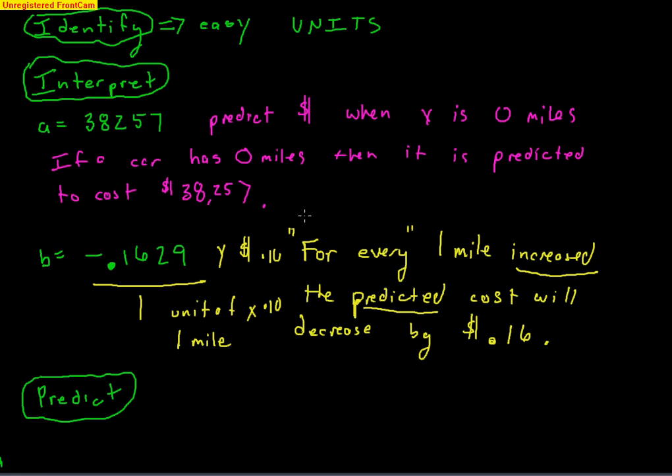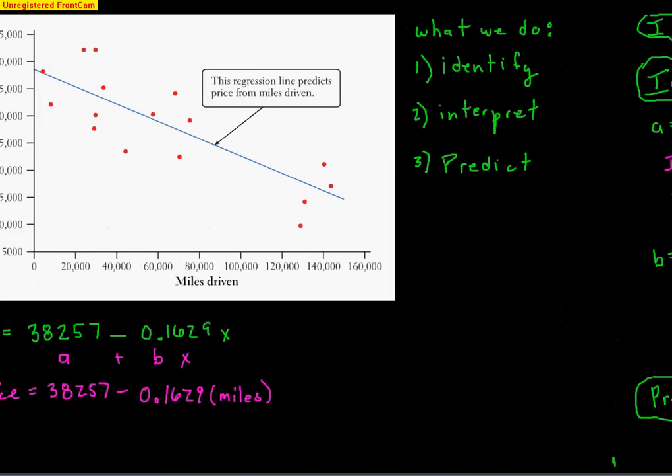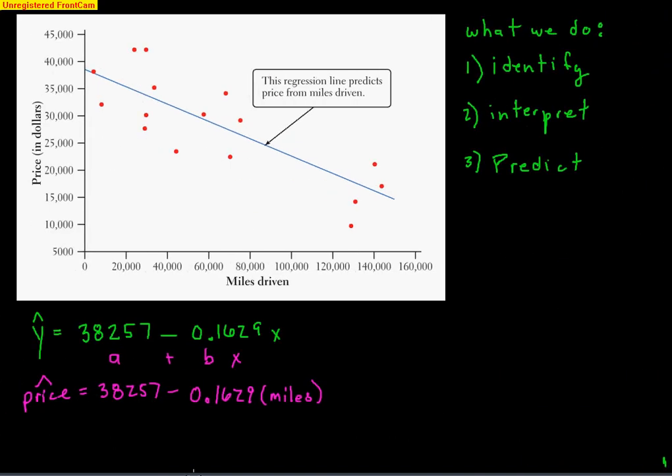Okay, now, predicting could be a question, right? If I'm going to ask you to predict, I could say, predict the price of a truck, I should say F-150, with 84,000 miles. So what I'm going to do is come back over to my equation, and I'm literally just going to plug 84,000 miles in. On my calculator, I'm going to type in 38257 minus 0.1629 times 84,000, and I get $24,573.